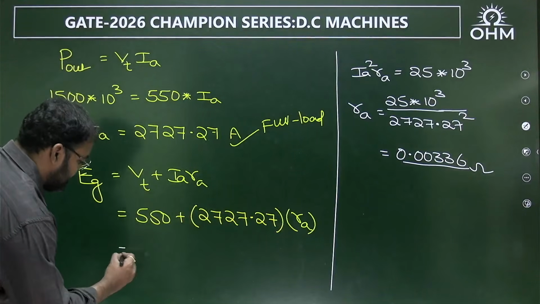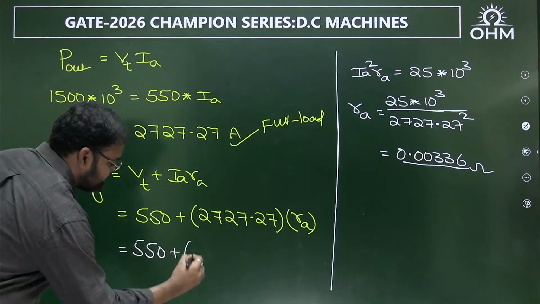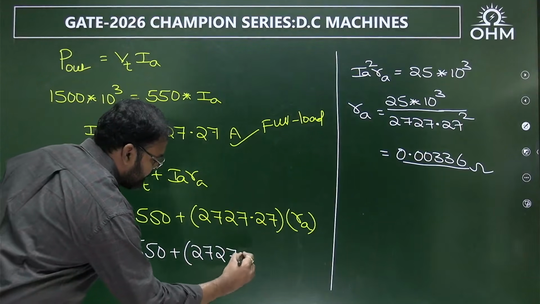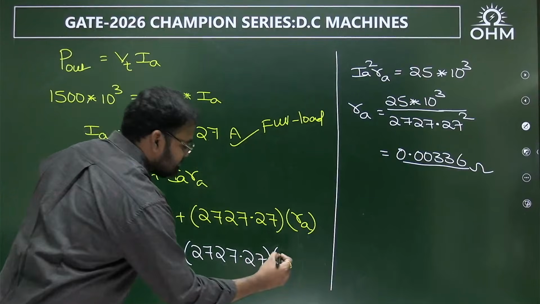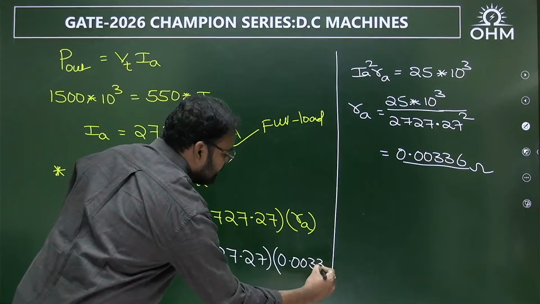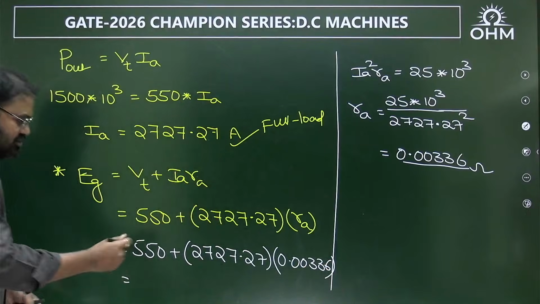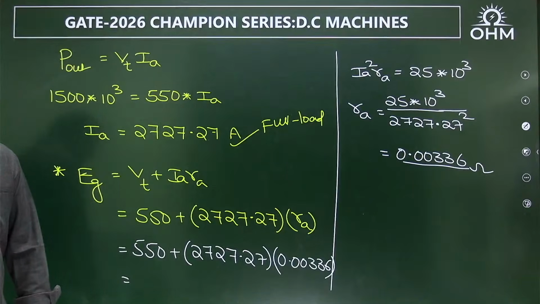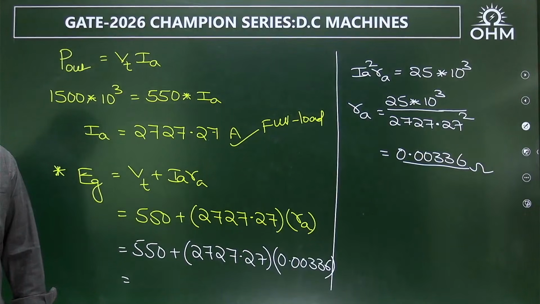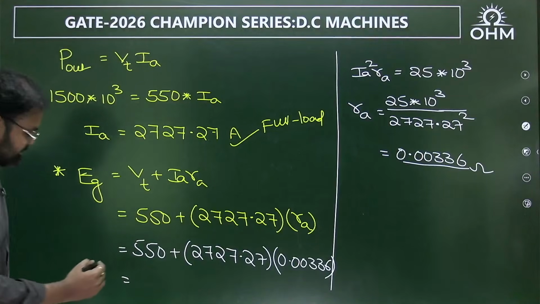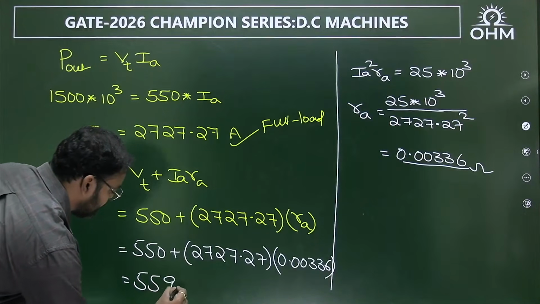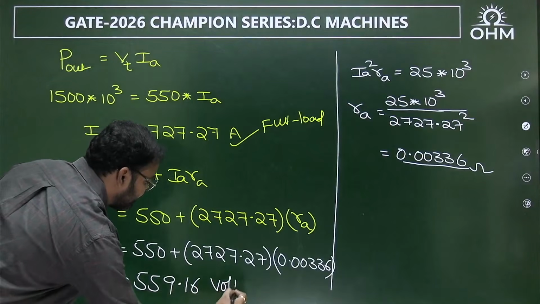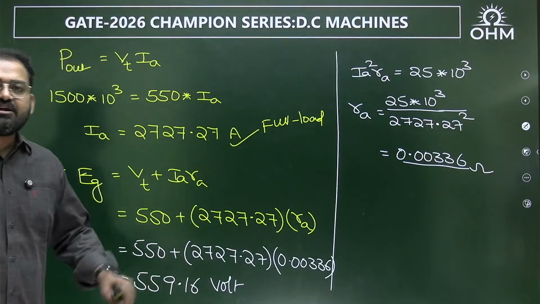So it will be 550 plus 2727.27 into what is armature resistance? 0.00336. And to solve it, you will get the generated EMF. So let's see that. 2727.27 into 0.00336 plus 550 is 559.16. This is the generated EMF value.